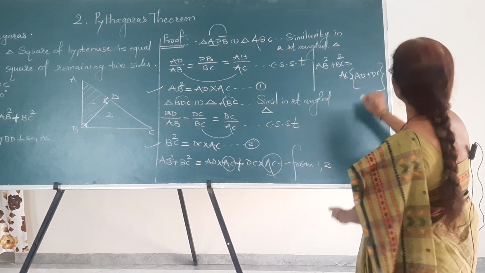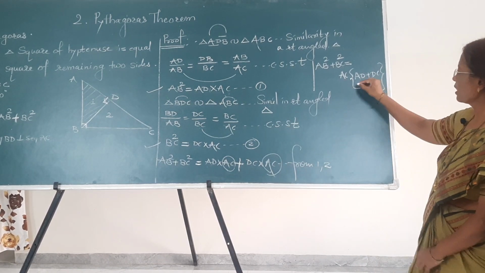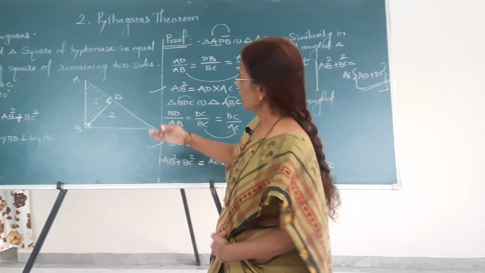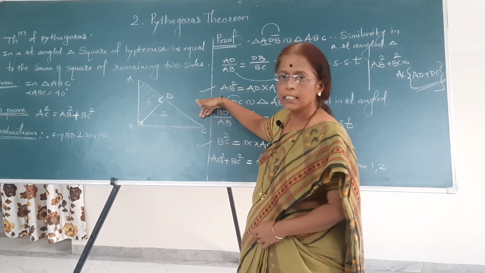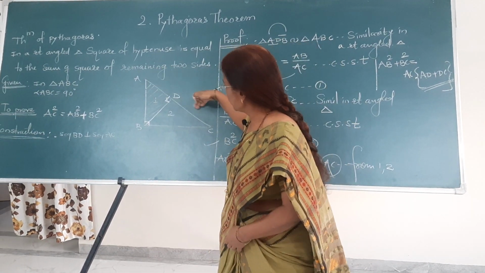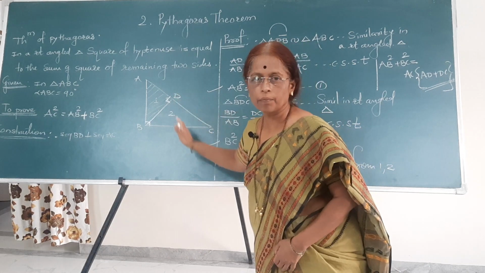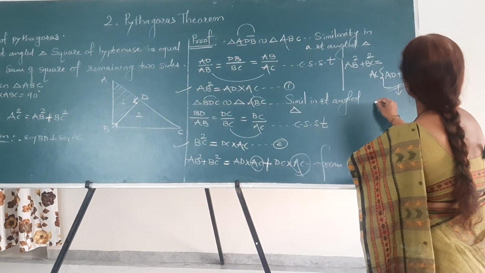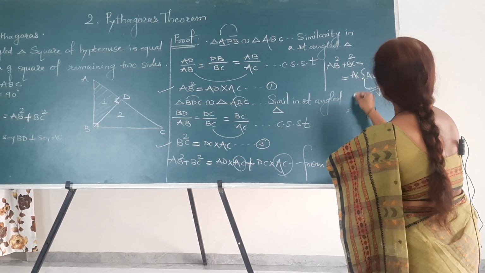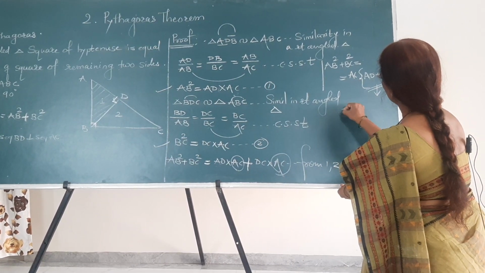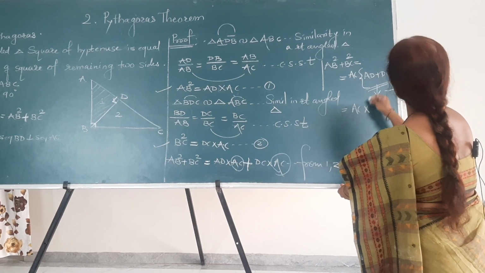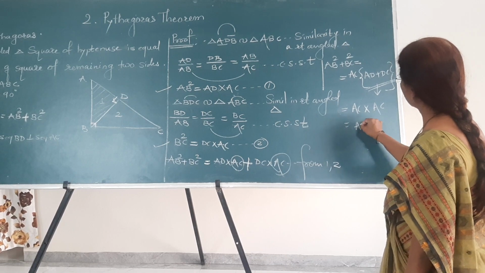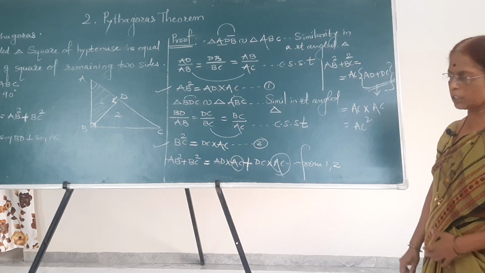And the curly bracket is complete. Now see, for this bracket we have to see the diagram. AD plus DC means what? See, here is our AD and here is our DC. So AD plus DC means the entire length of the hypotenuse, and that is AC. So instead of that we will put its value: this is our previous AC into the value of AD plus DC, which is again AC, so AC into AC is AC square.